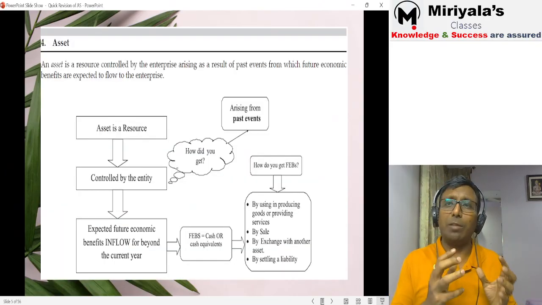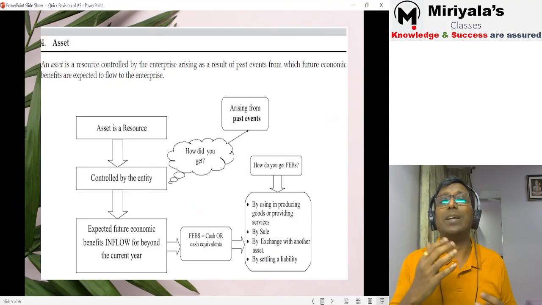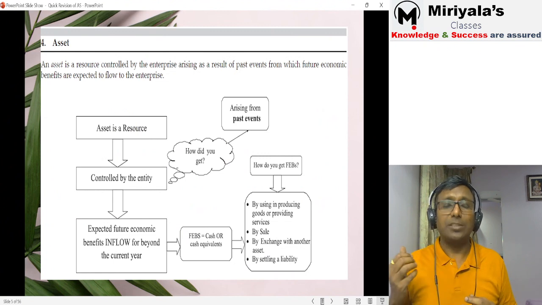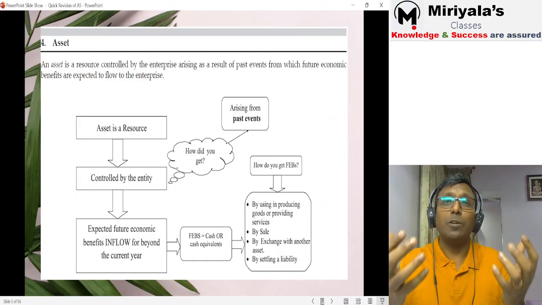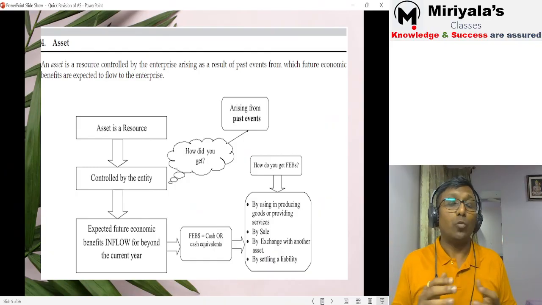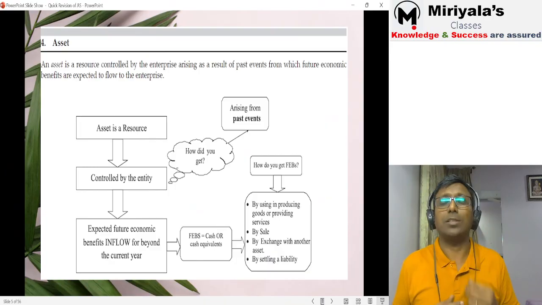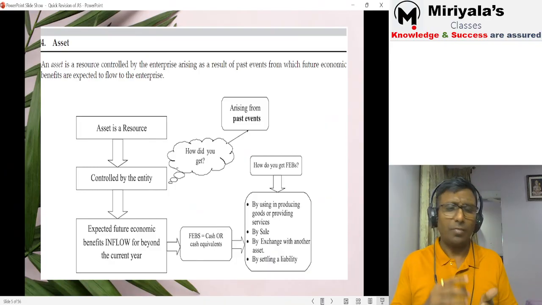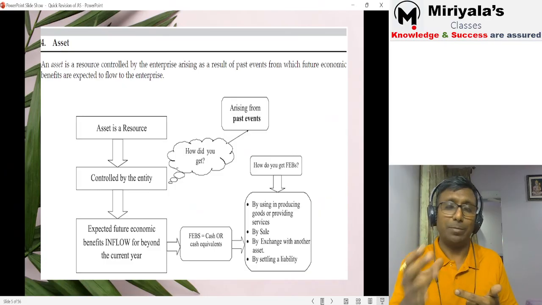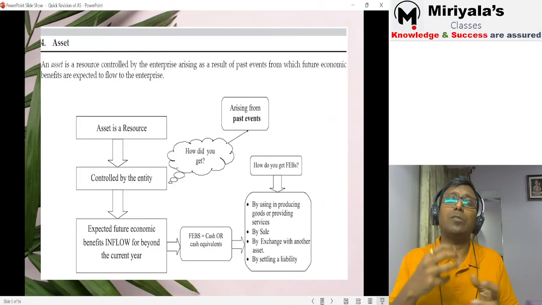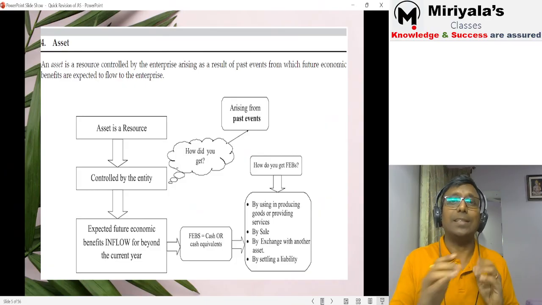One more very important definition: what is an asset? An asset is a resource controlled by an entity, arising from past events, expected to give future economic benefit inflows to the entity. So when do you recognize an asset? An asset will be recognized when you satisfy both conditions. There should be a probable future economic benefit inflow, and it should be measured reliably. What is probable? Probable means more than 50% chance, that is, more likely than not. Then only you should recognize an asset.